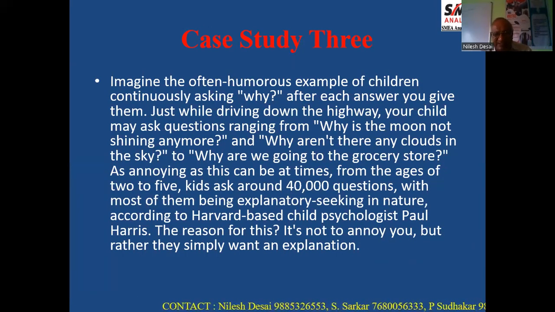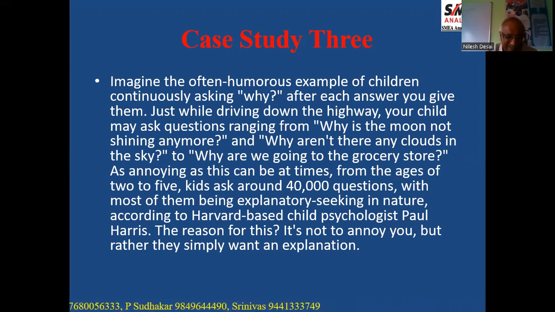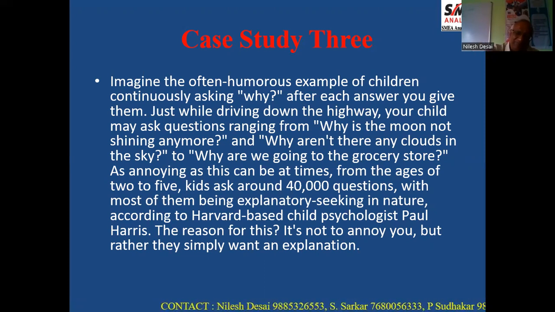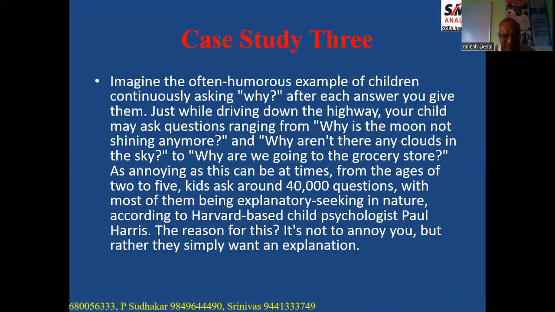See, imagine the often humorous example of children continuing to ask why after each answer you give them. While driving down the highway, your child may ask questions ranging from why is the moon not shining anymore, and why aren't there any clouds in the sky, to why are we going to the grocery store. As annoying as this can be at times, from the ages of 2 to 5, kids may ask around 40,000 questions, with most of them being explanation-seeking in nature, according to Harvard-based child psychologist Paul Harris. The reason for this is not to annoy you, but rather they simply want an explanation. This is from a child's perspective. And if we can bring that kind of curiosity to our problem solving, we may come out with a root cause and take corrective action. Next, please.